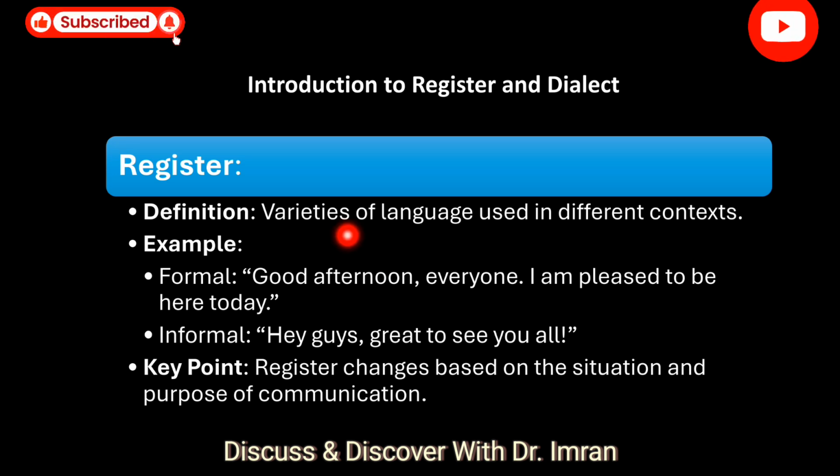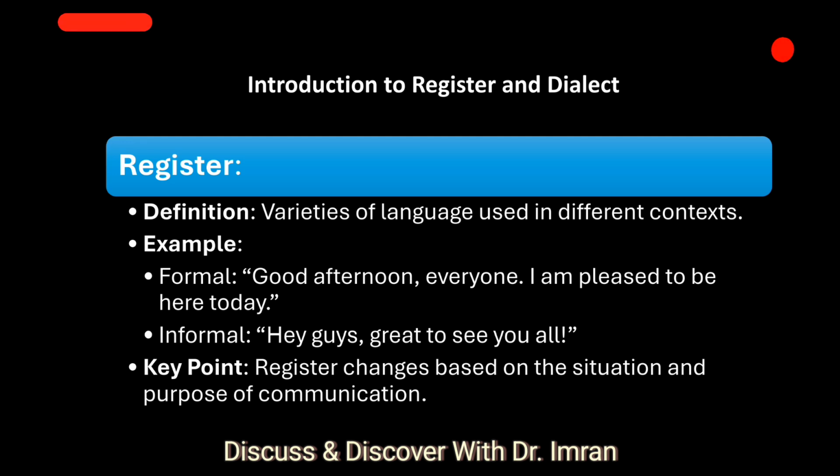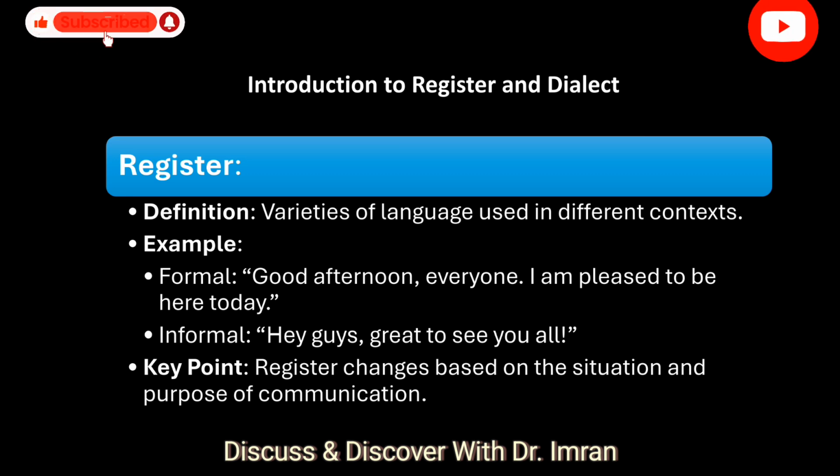So first we will be discussing register. What is register? Varieties of language used in different contexts. So register is a variety of language. For example, we have English language and I use different varieties of English language in different contexts. So these varieties which are used in different contexts, they are called register.